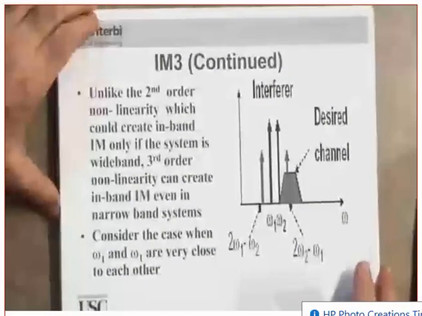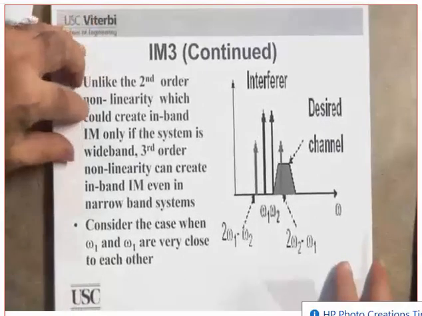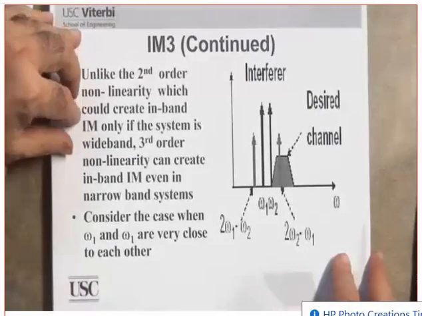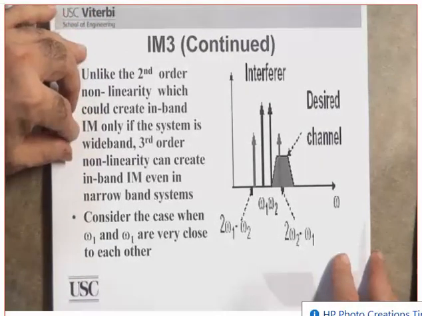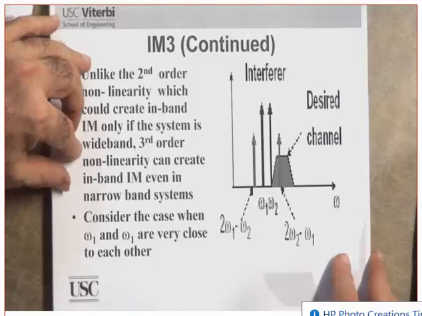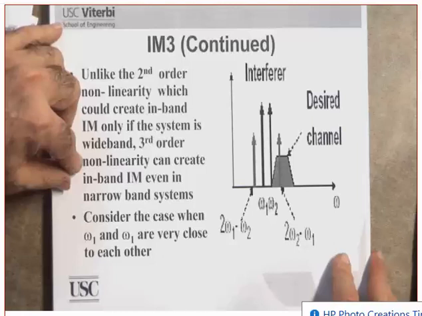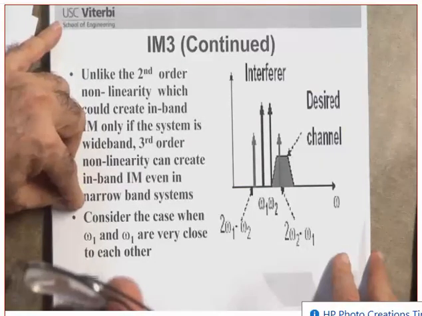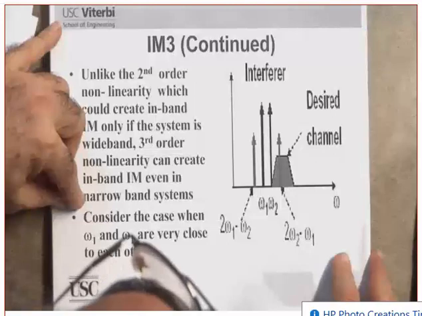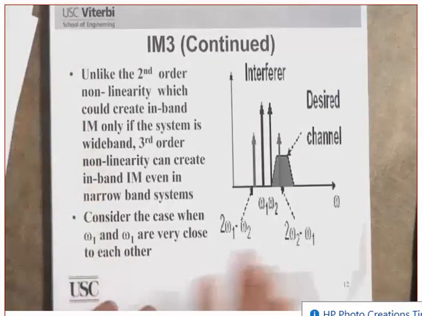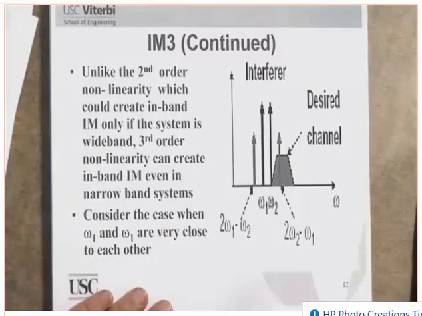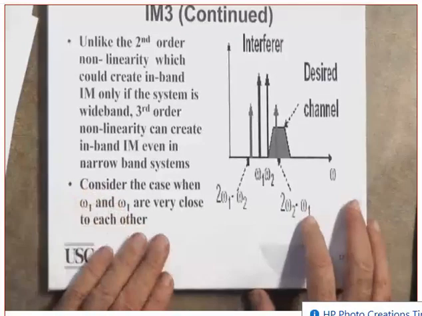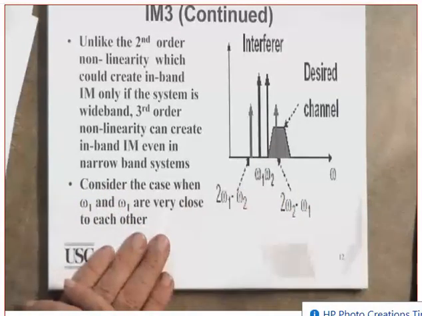Now, let's see the effect of the third order intermodulation. Unlike the second order nonlinearity, which could create in-band IM only if the receiver is a wideband, third order intermodulation can create in-band IM even if the receiver is a narrow band. Did you understand what I just said or not? Even if the receiver is a narrow band, there is always a possibility that you will generate in band.